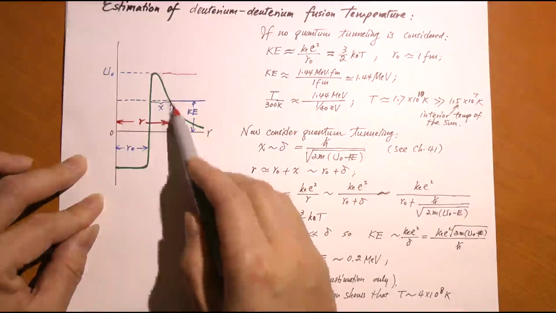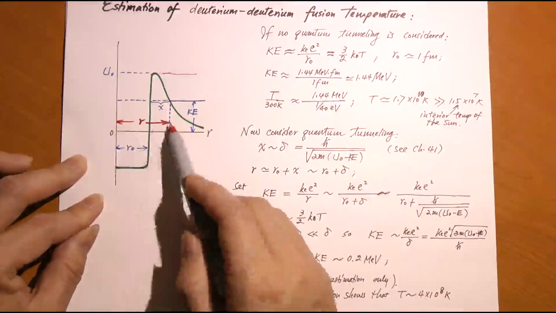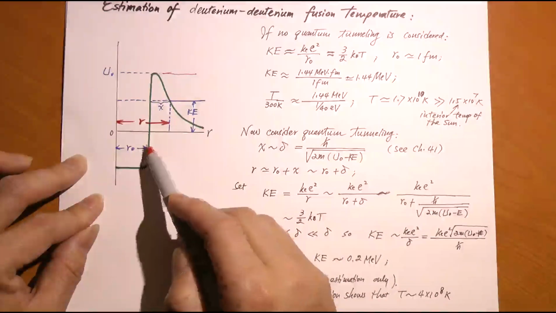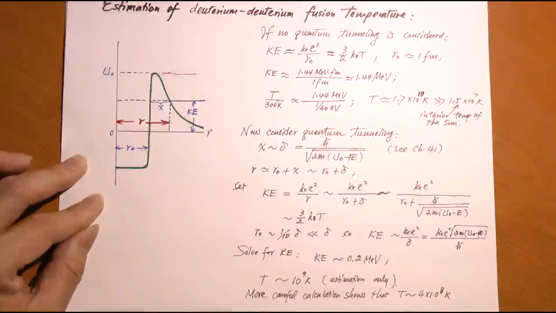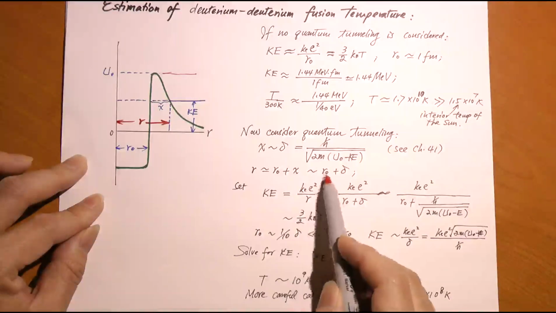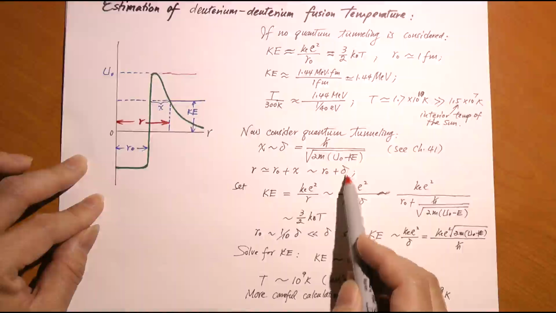You don't have to get that close. You only have to get this close, which means the center-to-center separation between the two deuterium particles does not have to be R0. It has to be only r, which is R0 plus x. So it's a little bit wider, so you don't have to have this much energy. So r is roughly R0 plus delta, the penetration depth.